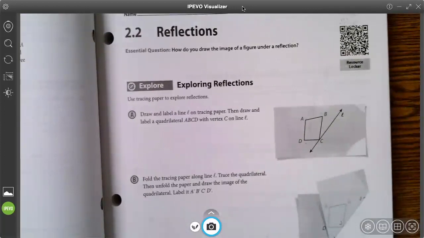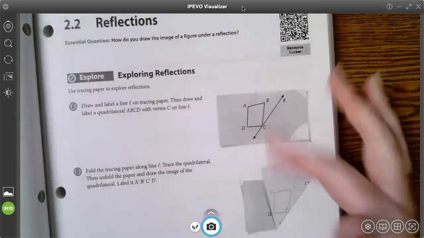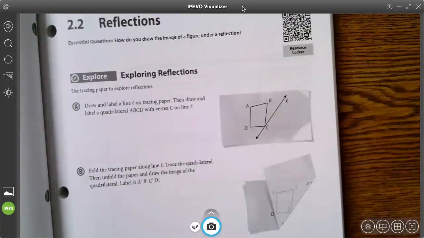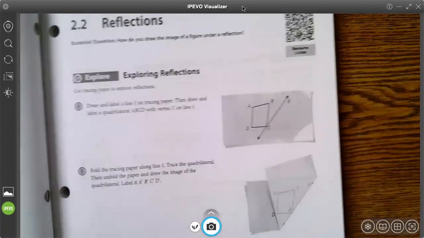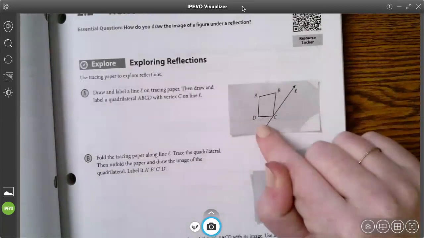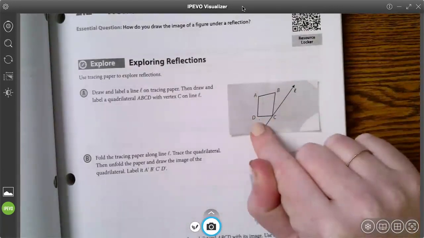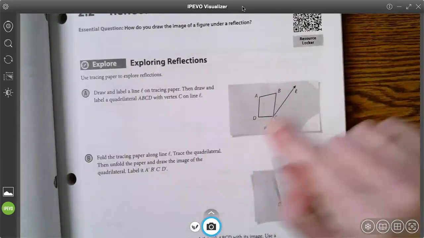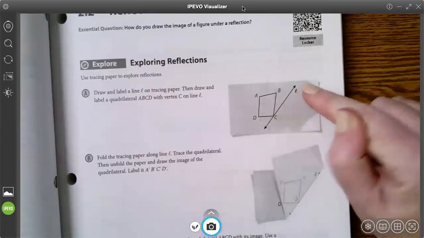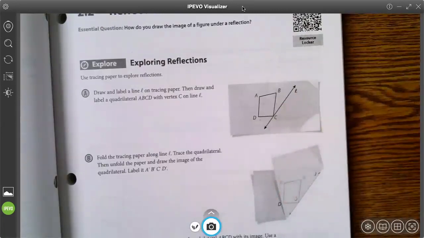We're going to be on page 73 in your textbook, and while you're turning to page 73 and getting out some colors for highlighting and note-taking, I'm just going to talk about this example that's on the first page. On page 73, you'll see that you have this quadrilateral ABCD, and it is going to be reflected over line L. And this is just a demonstration where they've used tracing paper.